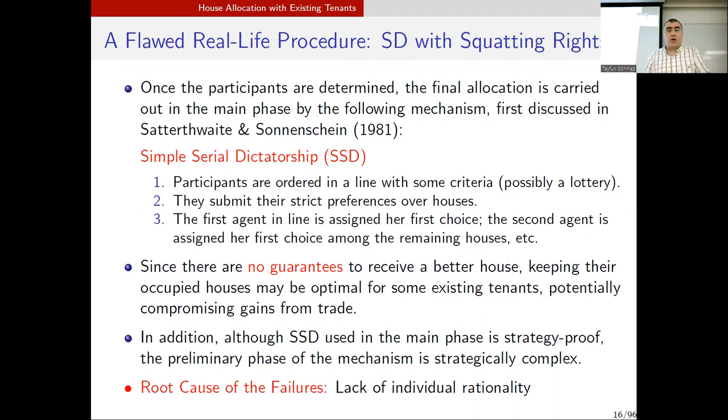So the root cause of all these failures is the lack of individual rationality. This mechanism is not all that bad, actually. It's very intuitive. But there's one issue. It cannot encourage participation in a safe way. That's the only big issue, right? Well, I figured, you know what? Rather than coming up with something from scratch, I'll directly address this issue.